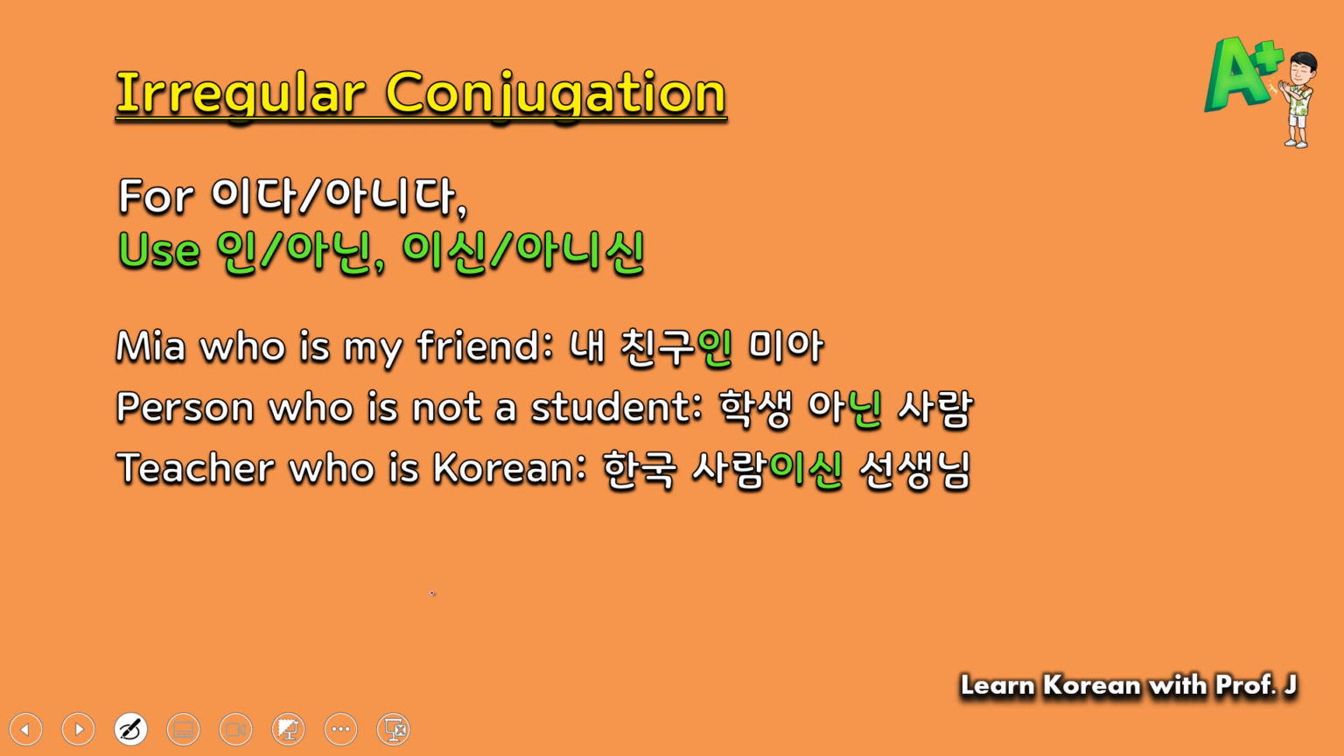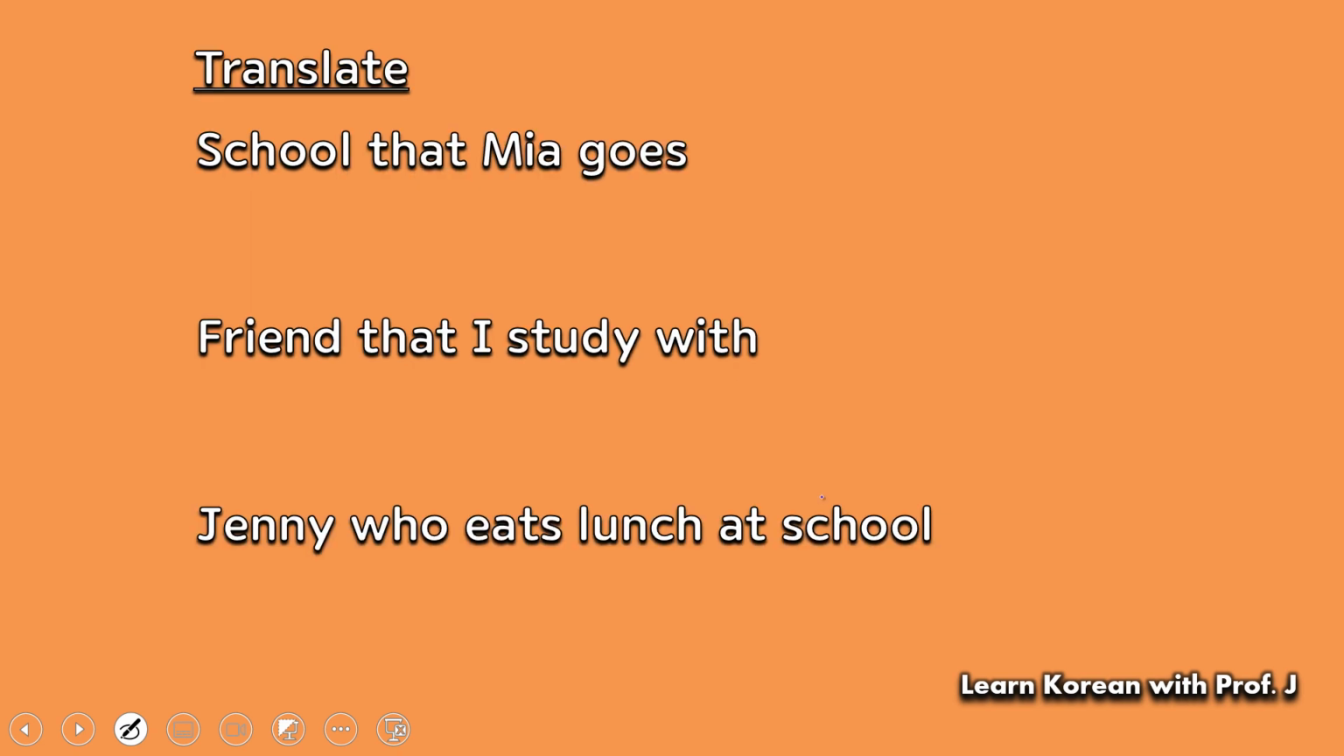Mia, who is my friend, will be 내 친구인 Mia. Person who's not a student, 학생 아닌 사람. Teacher who is Korean, 한국 사람이신 선생님. This is honorific explanation. So how would you say these clauses in Korean?